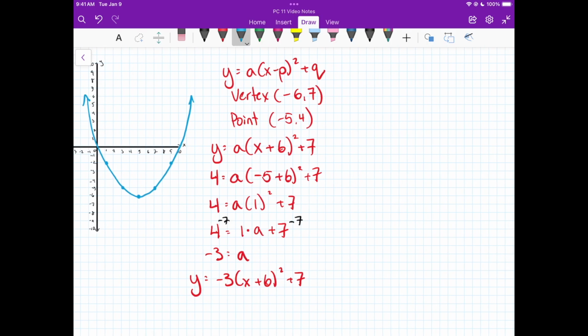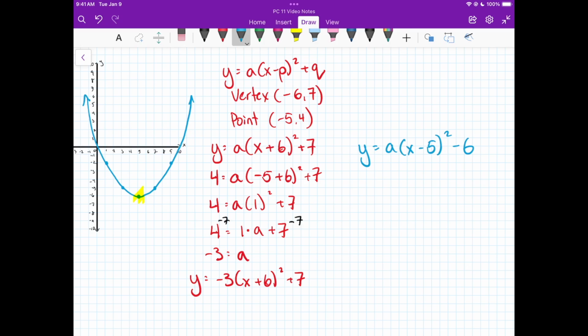All right, now looking at the blue one. So jumping straight into things. Our vertex is at positive 5, negative 6. That's this point right here. So we've got y equals a times (x minus 5) squared minus 6.